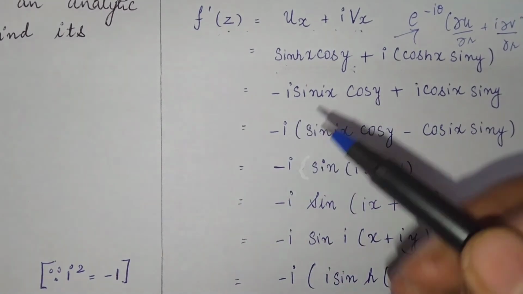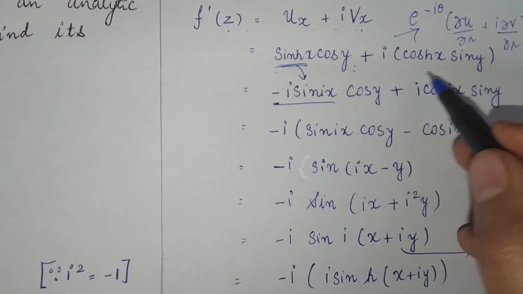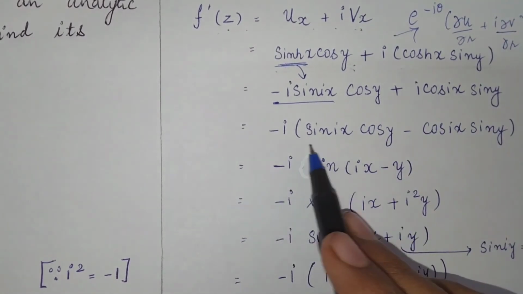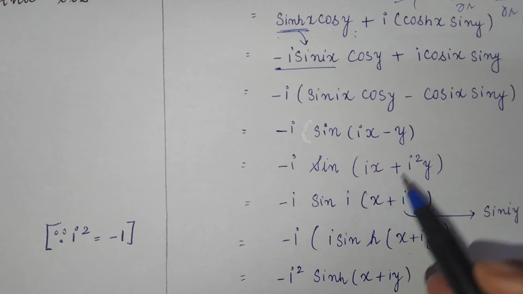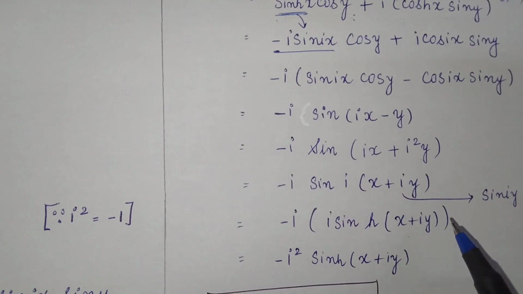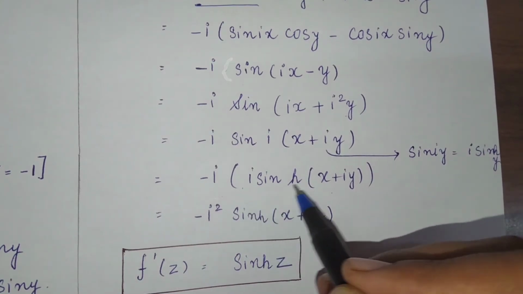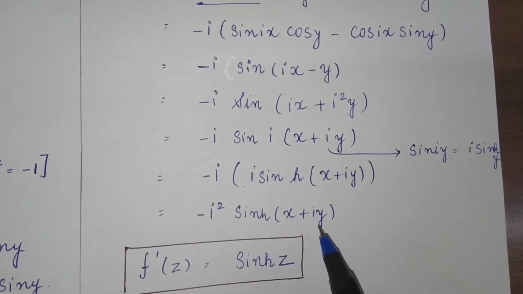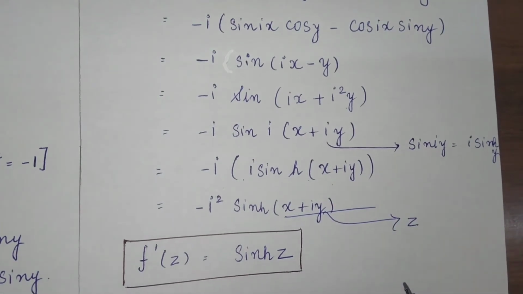common. Now we have to put sin hx equal to minus i sin ix, and i cos hx is equal to cos ix. Then you have to take i common, and then you will get this term, that is sin A minus B. And again, to get the positive term here, we will multiply by i. So here we will get sin i into x plus iy. But again, sin iy is equal to i sin hy. So i sin h into this term. So it will be minus i square sin h into x plus iy. But x plus iy is again z. So we got sin hz.